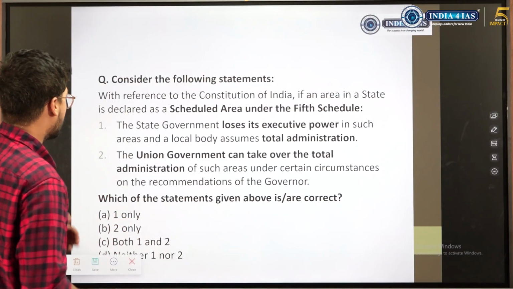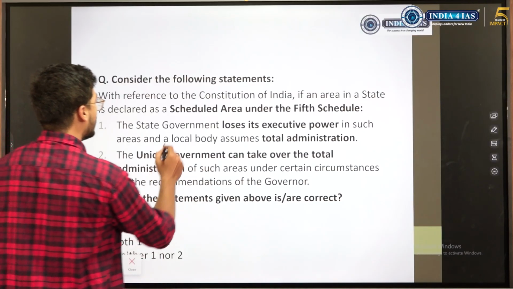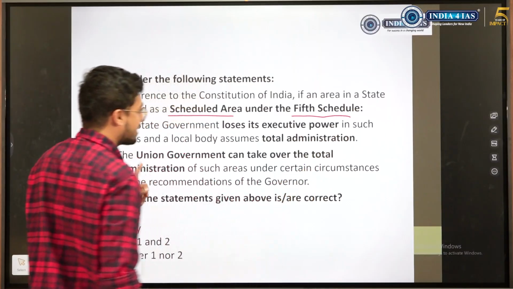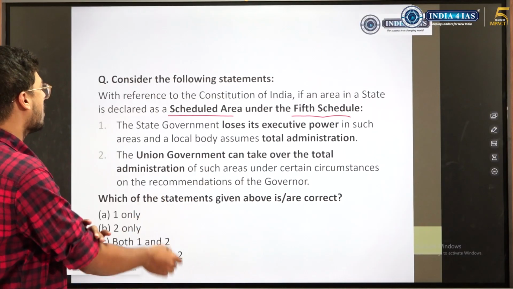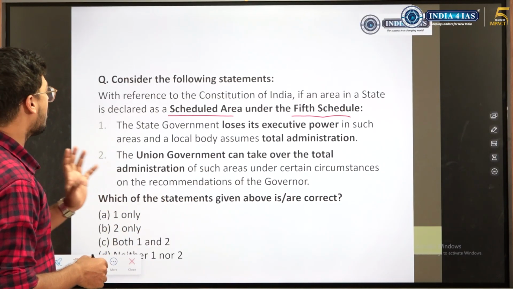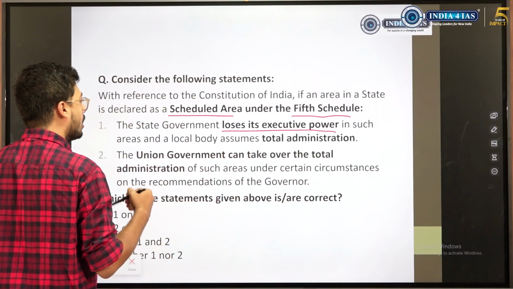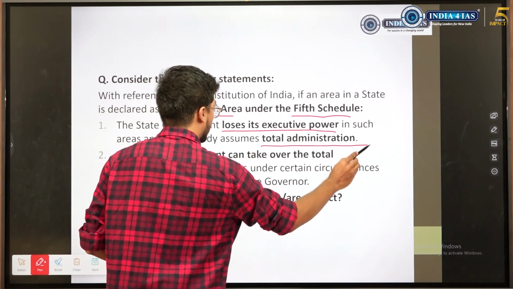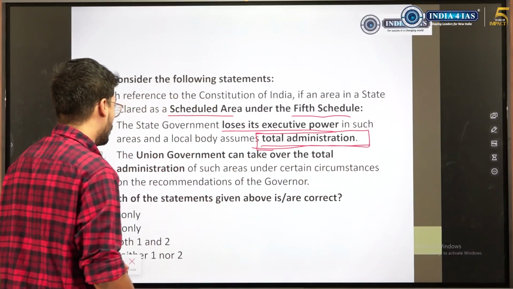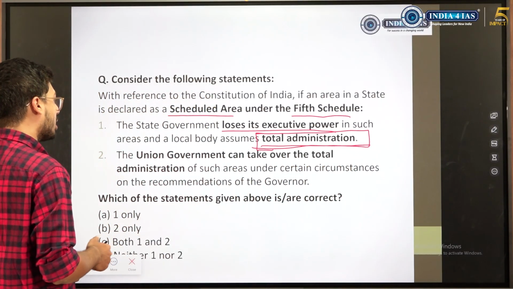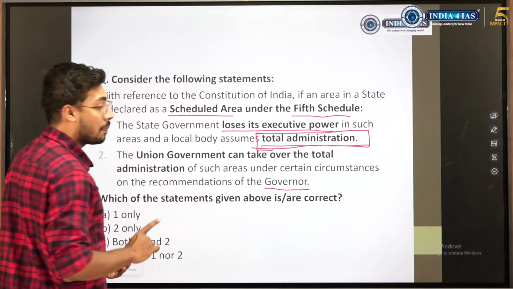We'll move to the next question. Consider the following statements with reference to the Constitution of India. If an area in a state is declared as a scheduled area under the 5th schedule, I think this is the second or third question that we are solving on the 5th schedule among the 6-year PYQs. The statement says the state government loses its executive power in such an area and a local government assumes total administration. It is an extreme thing that it is telling, total administration. Another statement says the union government can take over the total administration of such areas under certain circumstances based on the recommendation of the governor. Like I said, I gave you a hint.